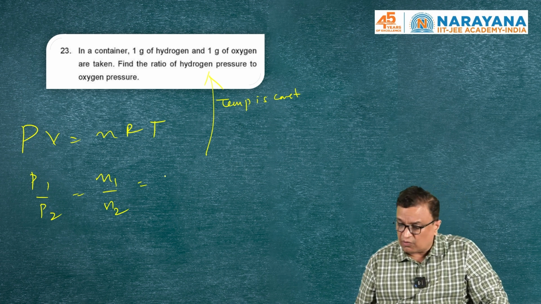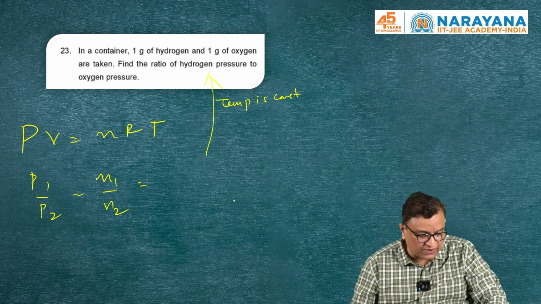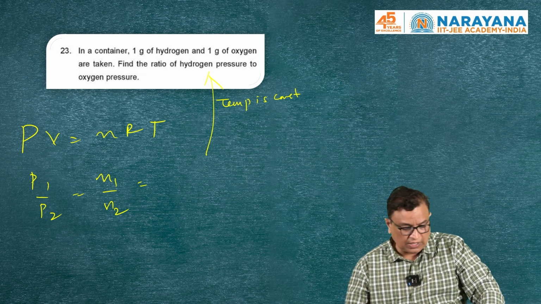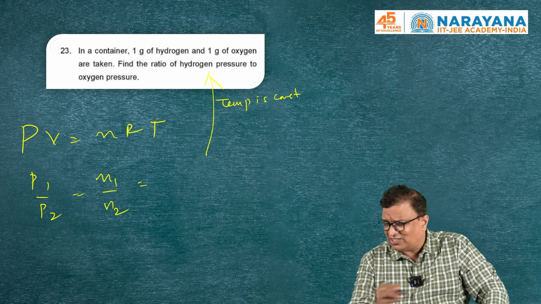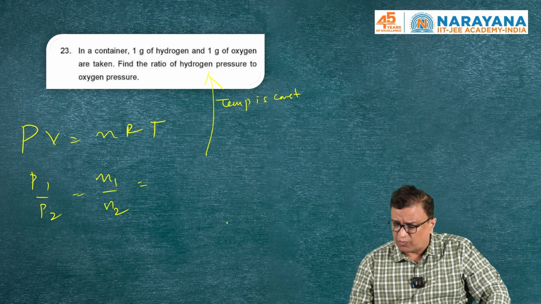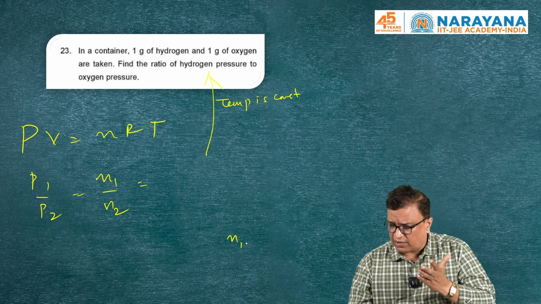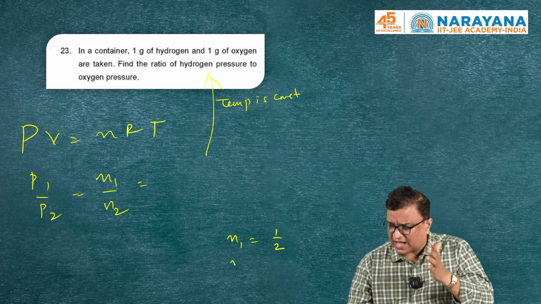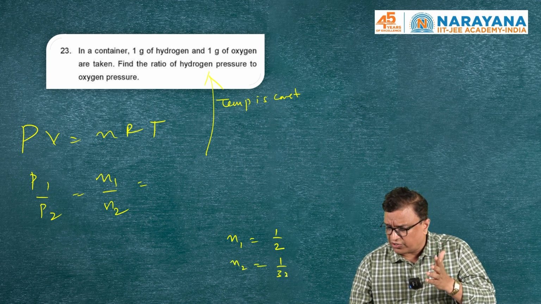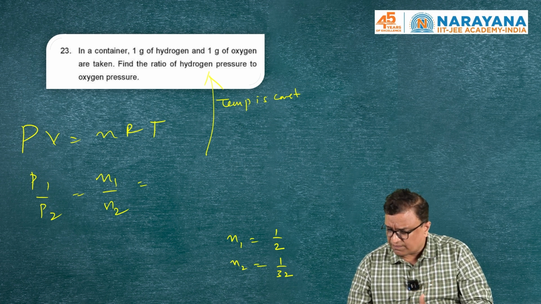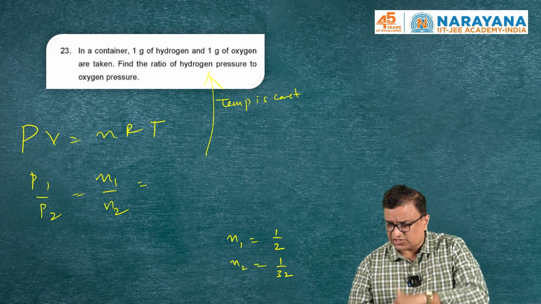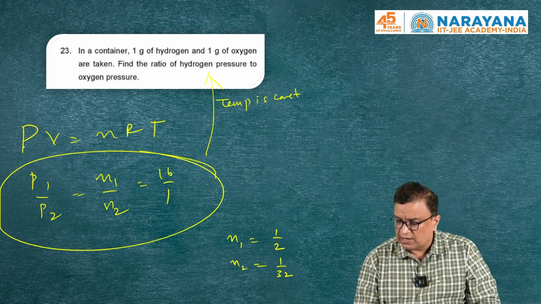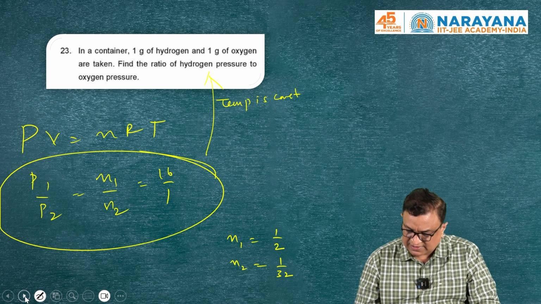So accordingly, 1 gram of hydrogen, 1 gram of oxygen. Ratio of hydrogen pressure to that of oxygen. Actually, it should not be asked like this. See, number of moles: 1 gram of hydrogen will have 1 by 2, whereas 1 gram of oxygen gas is 1 by 32. So n1 by n2 becomes 16 is to 1, 16 by 1. So my answer is 16, and that's the correct answer for this. Yeah, simple.